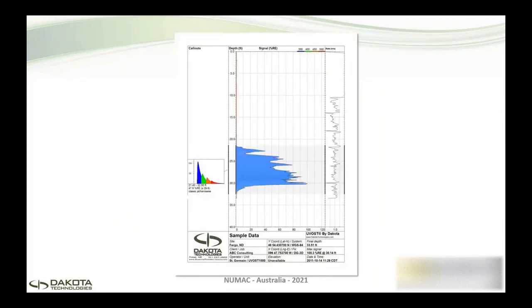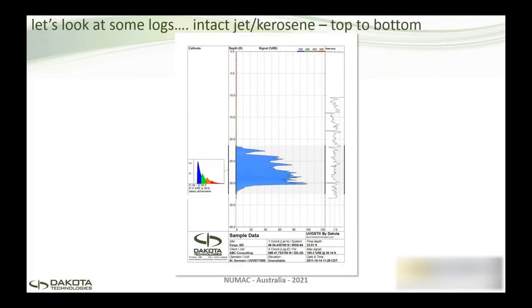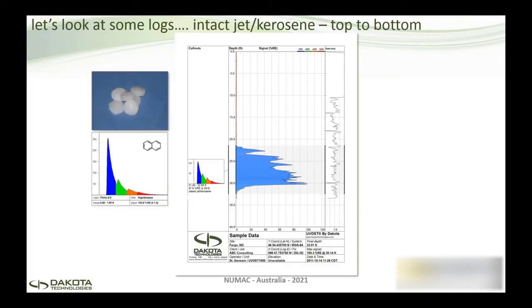So let's take a look at some logs. For instance, here's kerosene. One of the reasons I'm sure it's kerosene, there's a few gasolines that actually can mimic this a little bit, but one of the reasons that I'm quite sure it's kerosene is because no matter if the signal was small or large, it was always the same blue, same waveform shape, and that's kind of a hallmark of kerosene.